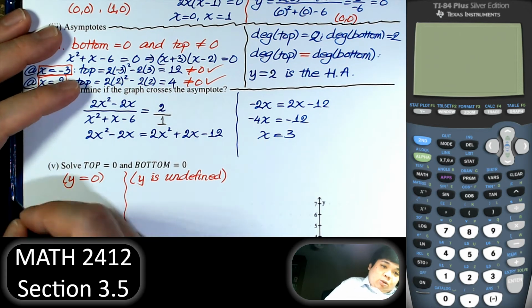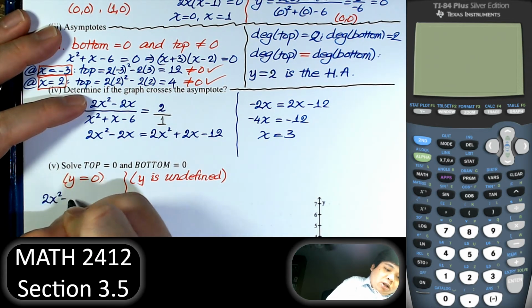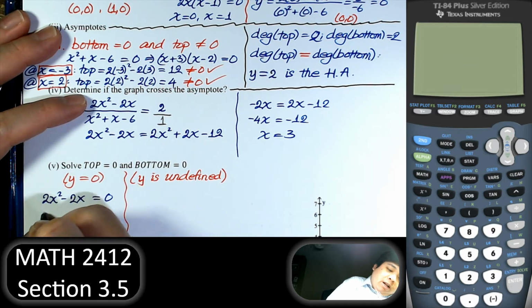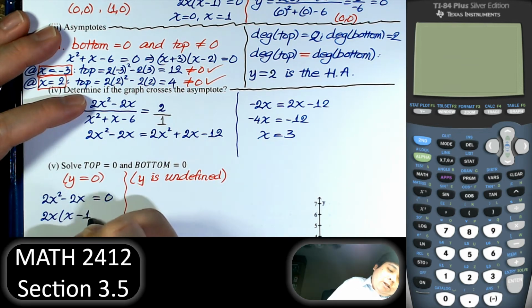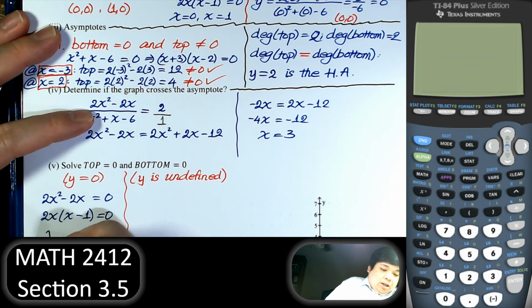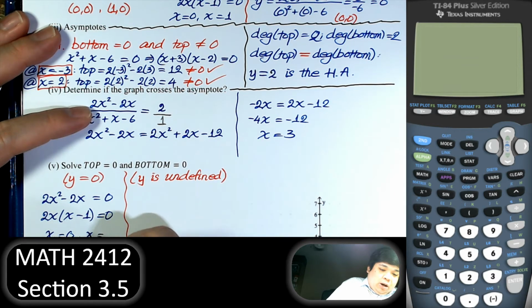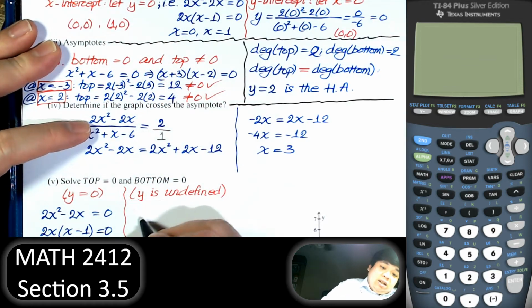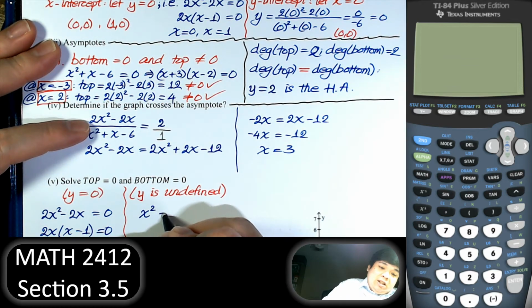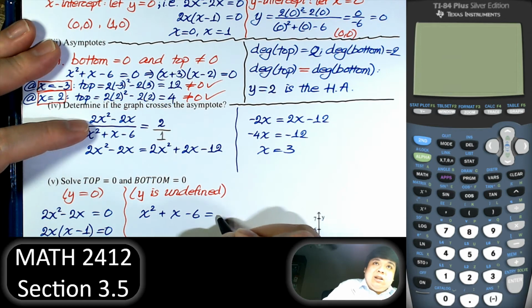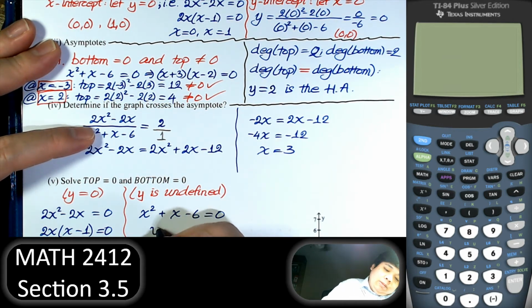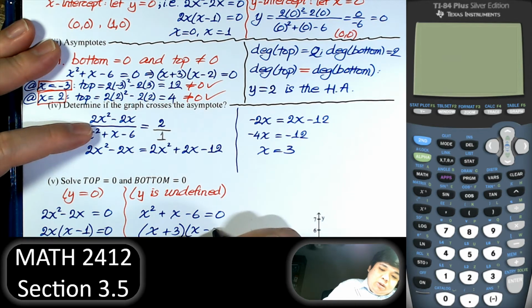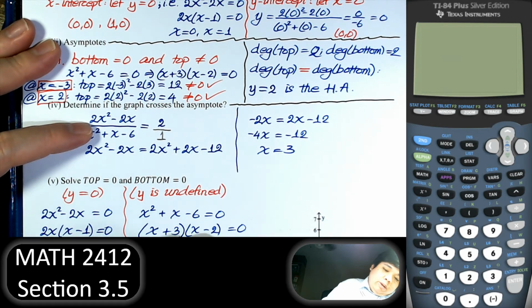So top equal to 0: 2x squared minus 2x is 0. I'll factor out 2x. So x equal to 0, x equal to 1. And the bottom equal to 0, we already did. That is in the domain: x plus 3, x minus 2. So x equal to negative 3, x equal to 2.